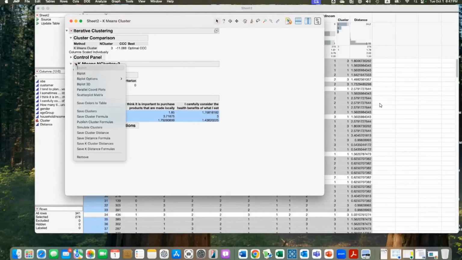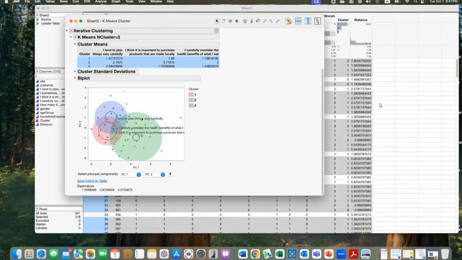There are other things you can do. For example, you can do a biplot. That's a good visualization of the three clusters. Here we have certain variables like plan things carefully, health benefits and so on. Given the three clusters and the data points, you can see how the data points fall into each group of values.